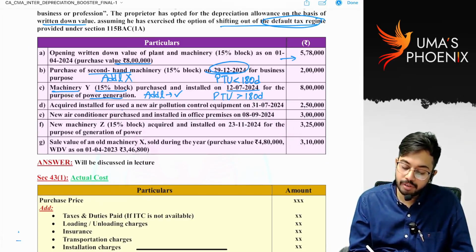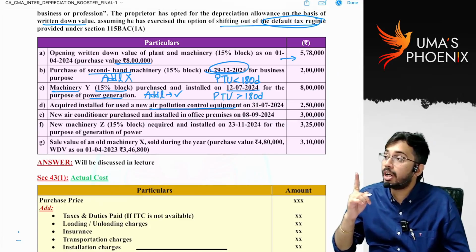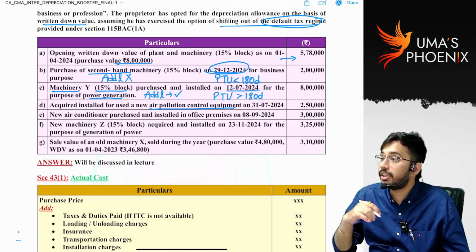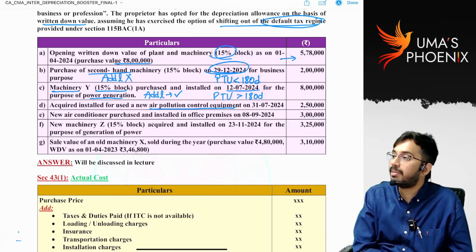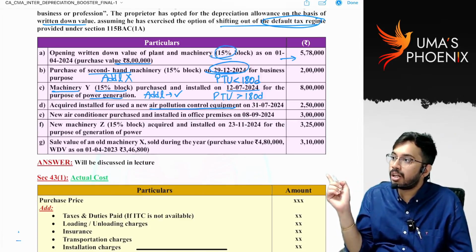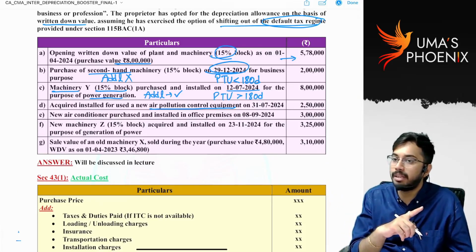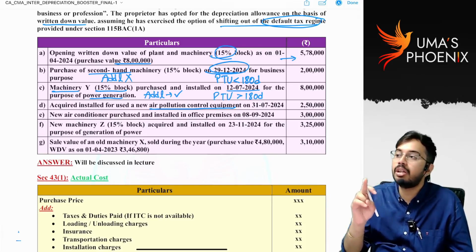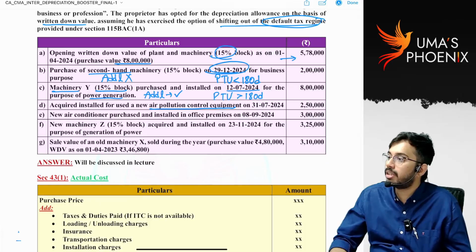Acquired and installed for use a new air pollution control equipment. Careful. For air pollution control equipment, what is the rate of depreciation? 40%. He gave 15% block. Don't take air pollution control equipment and dump it in the plant and machinery 15% block. You should dump it in the plant and machinery 40% block. Are you able to understand?